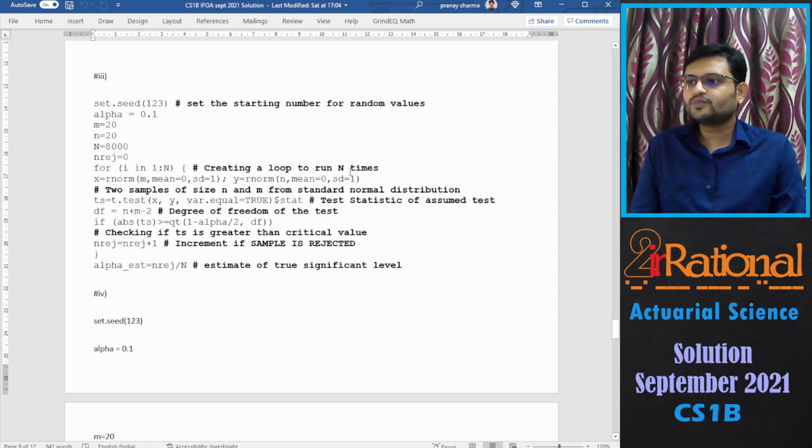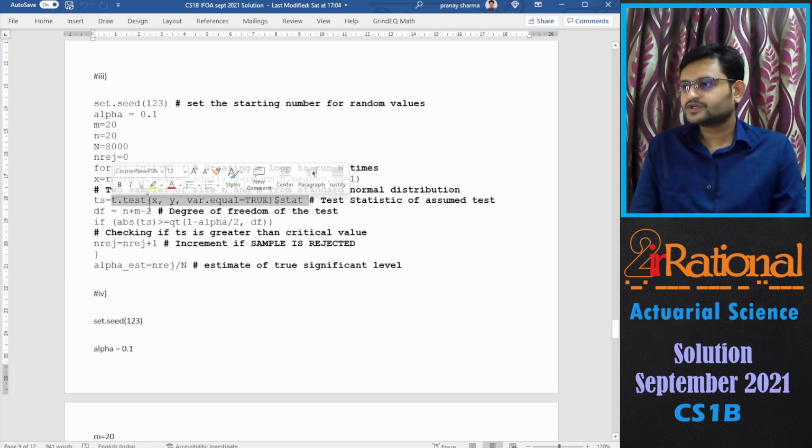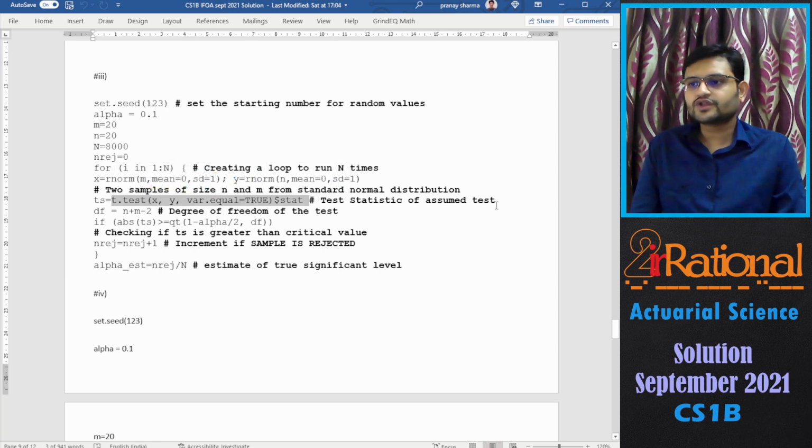So creating a loop to run n times. Then here we have taken two samples from standard normal distribution. So two samples of size n and m from standard normal distribution. Then this is creating our test statistic. Okay. So test statistic for the assumed test.